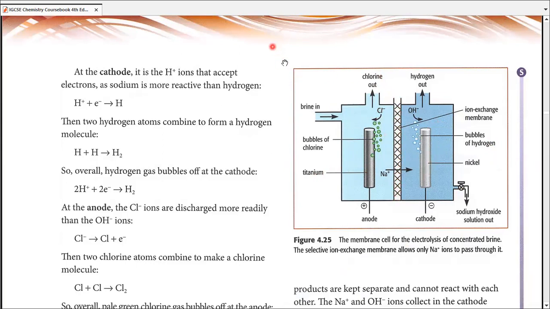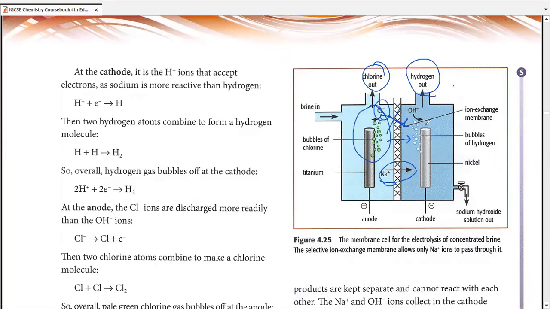Now, this ion exchange membrane is allowing the sodium ions to pass through, but they never allow chloride ions to pass through. That's the best part of it. And water is, of course, flowing through over here. So chloride ions stay in this portion, and we get almost pure chlorine over here. Almost. I'm not saying exactly pure. Okay. And we get hydrogen over here.